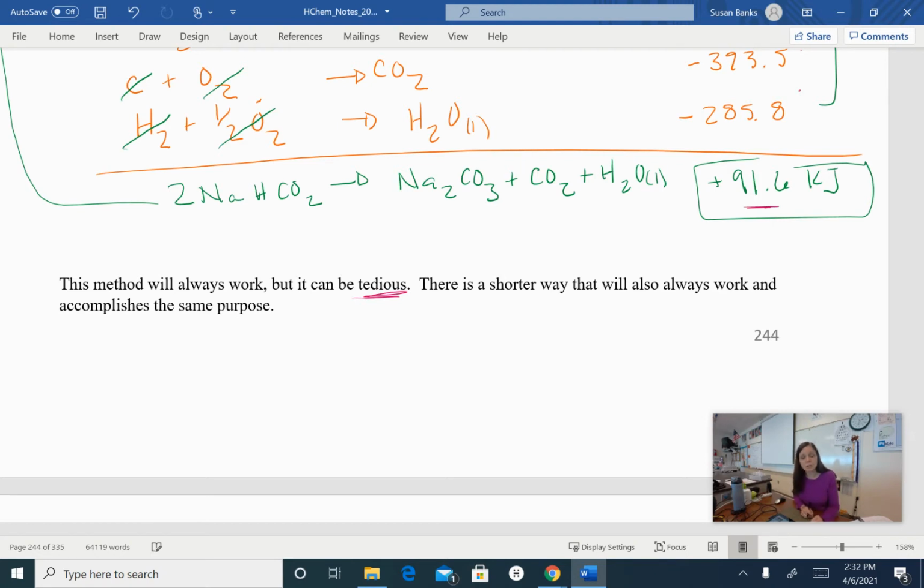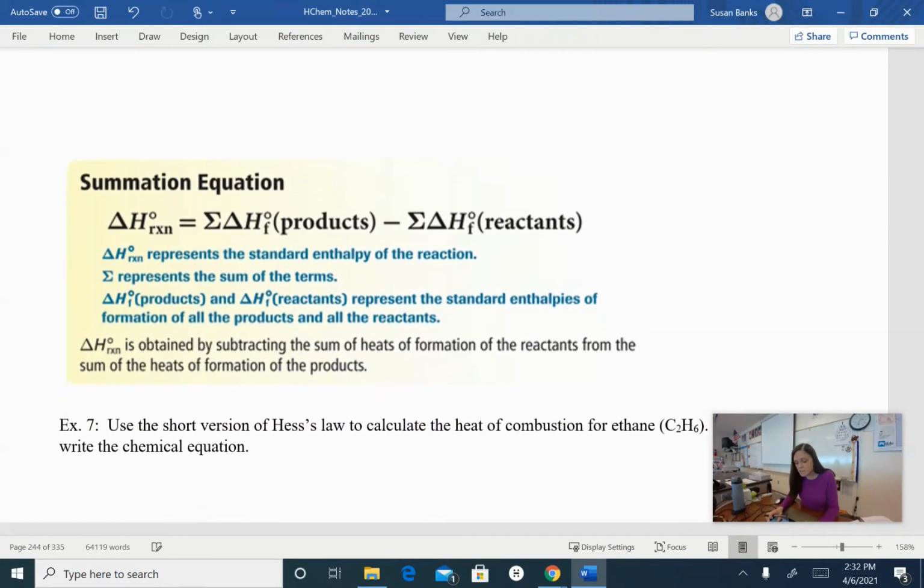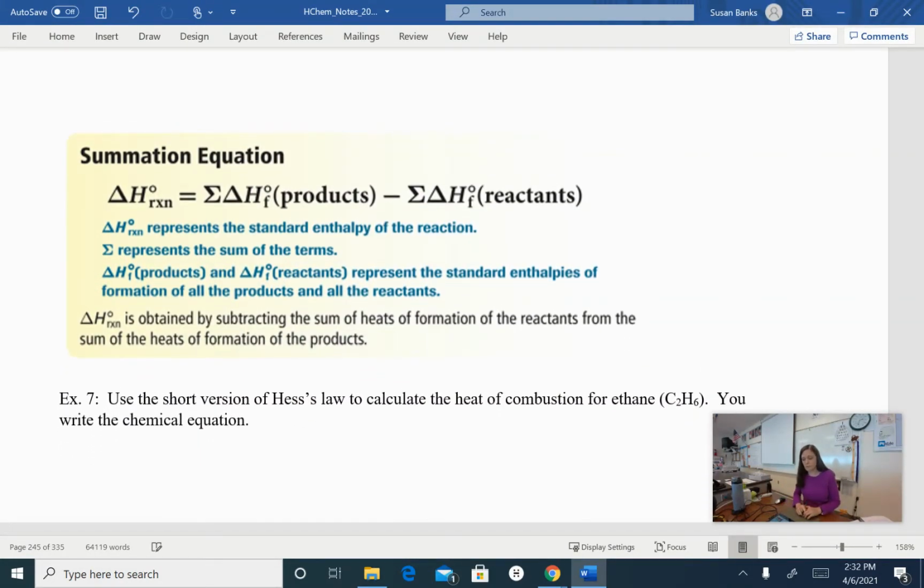I'm going to teach you the shortcut. There's a shorter way that will always work and accomplishes the exact same purpose. So here we go in the shorter way. This is the summation equation using Hess's law. So the heat of the reaction is equal to the sum. Remember, sigma in Greek means the sum of. So this is the sum of all the heats of formation of all the products minus the sum of all the heats of formation of the reactants.